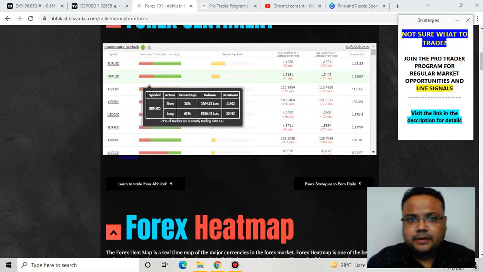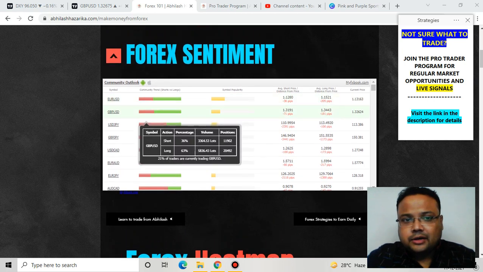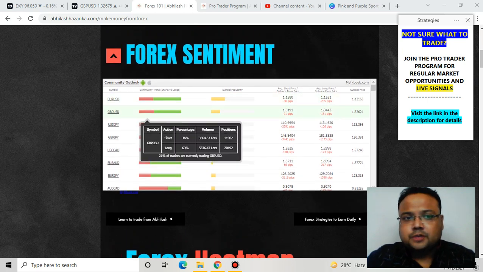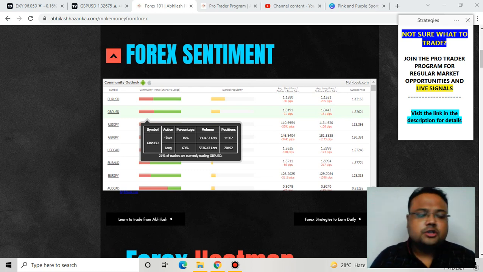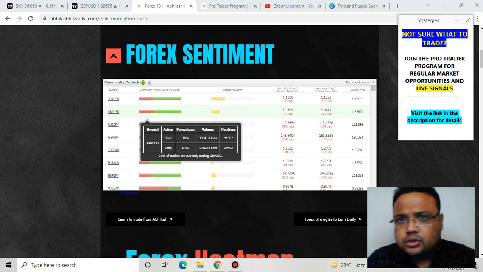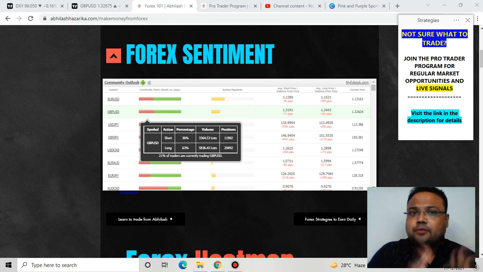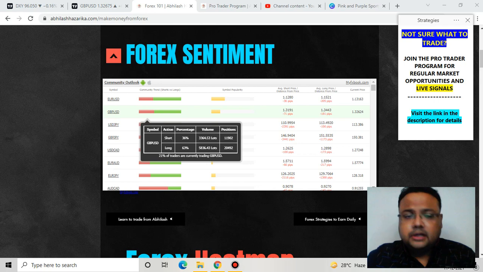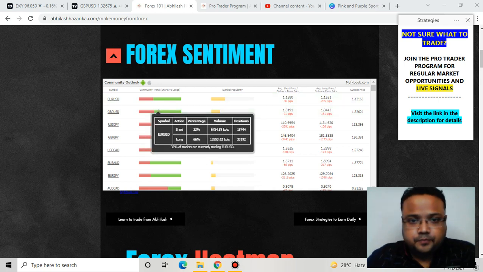In the Forex sentiment meter, we can see that 36% retail traders are on the sell side. They have taken short position, and 63% retail traders have taken long position. They are on the buy side. Keep in mind this sentiment meter shows the buy and sell position of the retail traders only, not the institutions like the COT data.